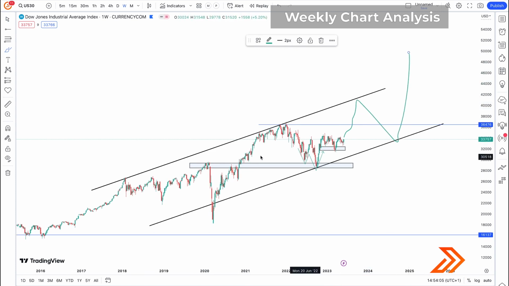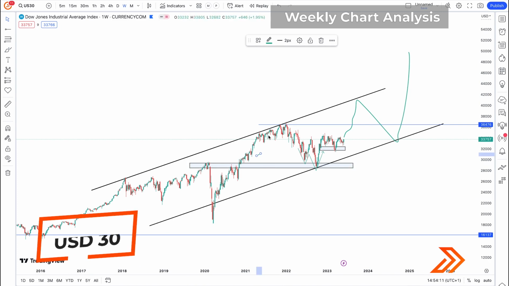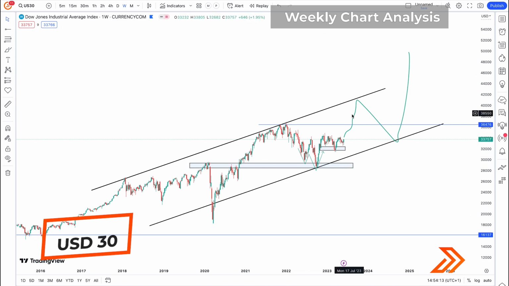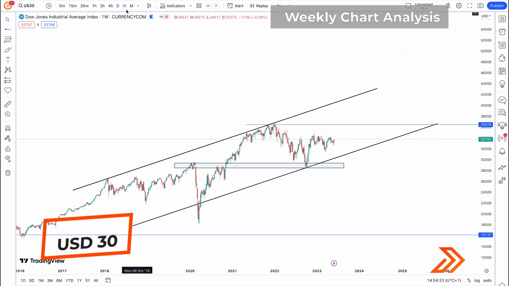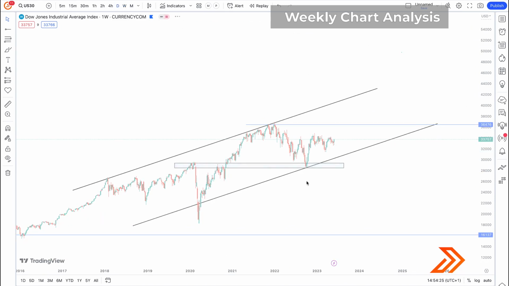So that is what we should be expecting from the US30 market for this upcoming week, guys. That is what we should be looking forward to in terms of price movement on the US30 market for this upcoming week. All right, so let's go down to the daily time frame and see if we can spot some critical zones for us to place our entry.